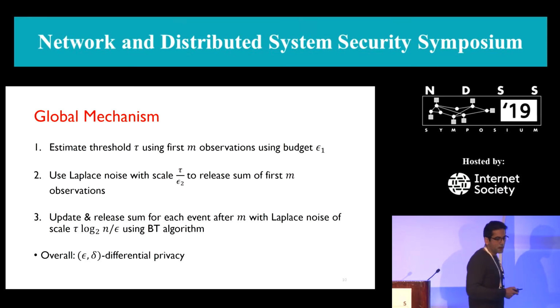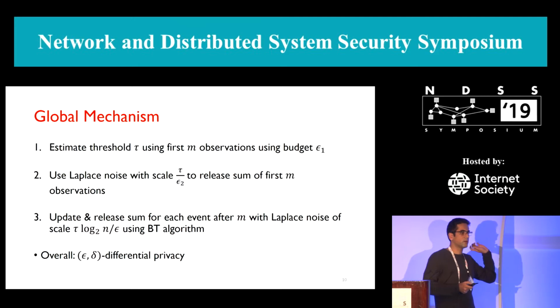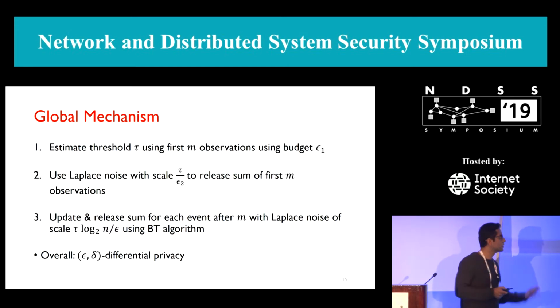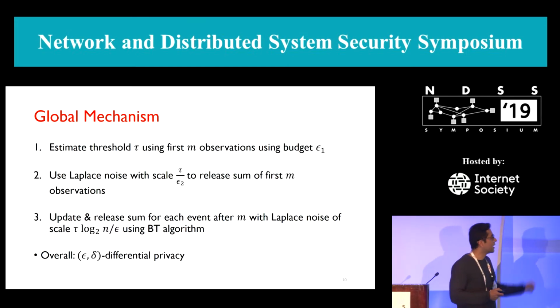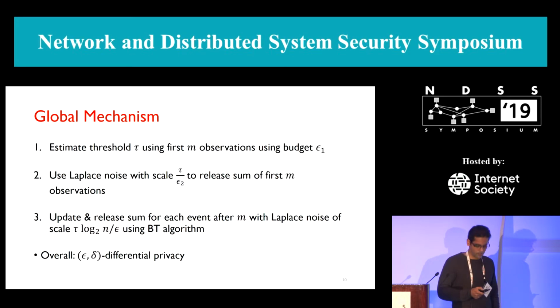So this is the global mechanism. So we'll use the first M readings to estimate the threshold. Then we will release the sum of the first M readings at once using Laplace noise. And then after that, for each event, we will use the binary tree algorithm with Laplace noise to release the sum, updated sum.